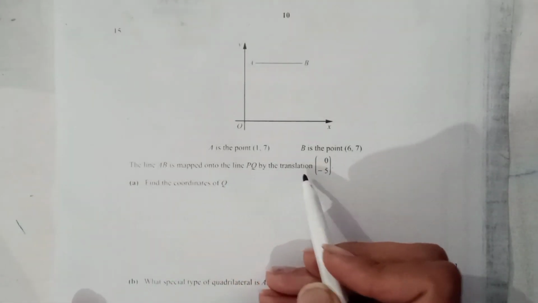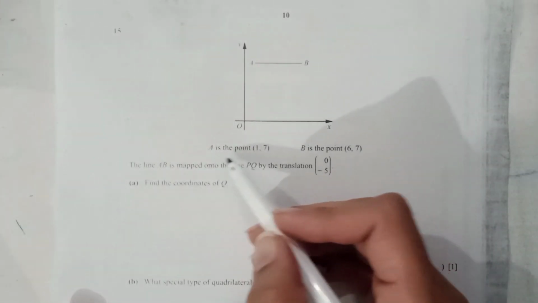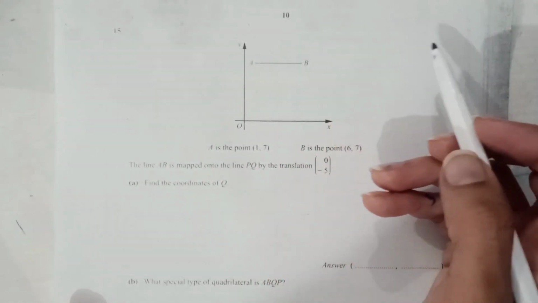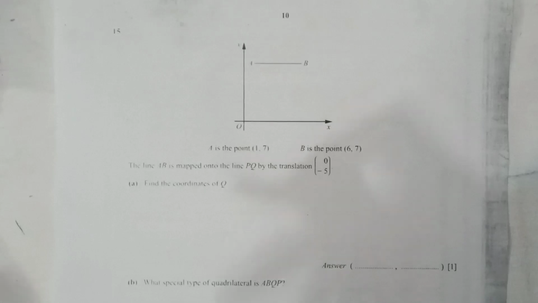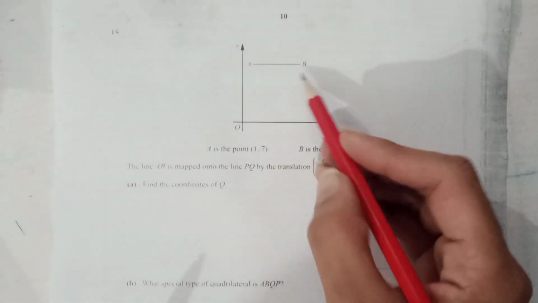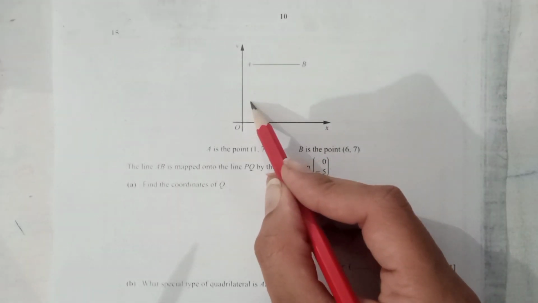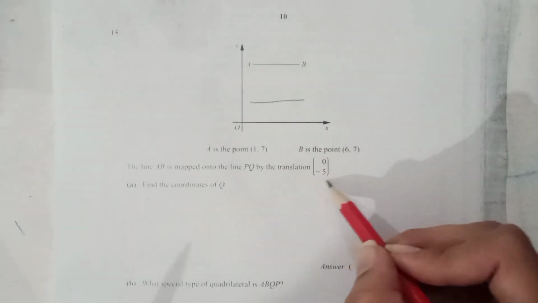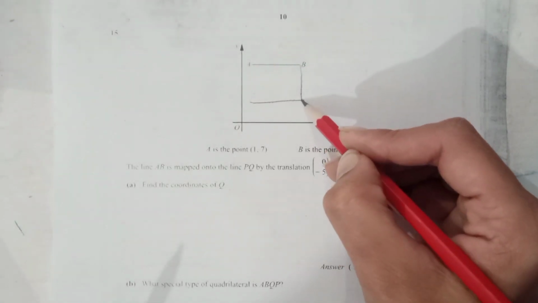Next question students, the line AB is mapped onto the line PQ by a translation. The point A is 1 and 7, and point B is 6 and 7. The translation provided for this line PQ is 0 and minus 5. It means the x change is 0, the line is not moving along the x-axis, but the line is moving along the y-axis downward by 5, because this is minus 5. It means we have to move downward 5.